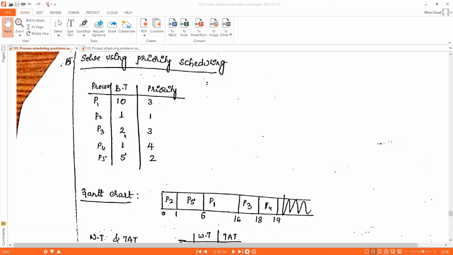Process 3 burst time is 2 milliseconds. Okay, CPU will start executing process 3 at clock time 16 milliseconds, and process 3's burst time is 2. So 16 plus 2, at 18 milliseconds clock time, CPU will complete execution of process 3. After 18 milliseconds, the CPU will become free.